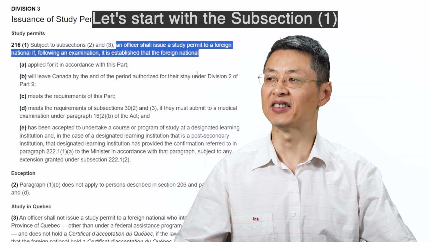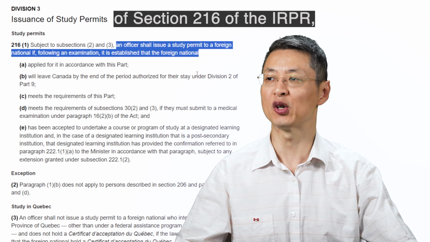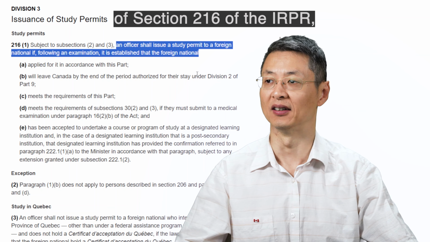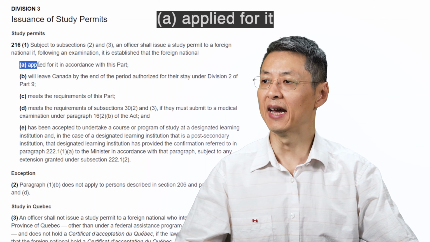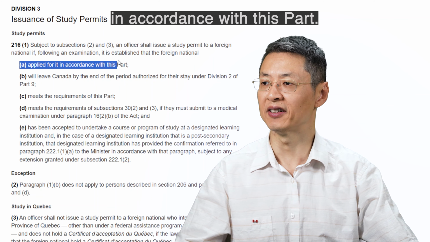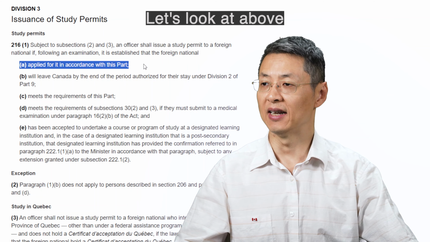Let's start with subsection 1 of section 216 of the IRPR. An officer shall issue a study permit to a foreign national if, following an examination, it is established that the foreign national A. applied for it in accordance with this part. What does that mean? Let's look at above.